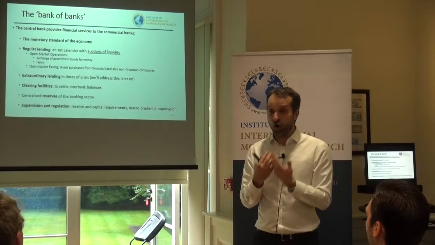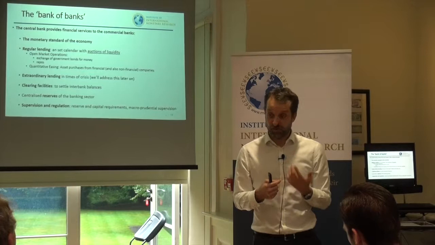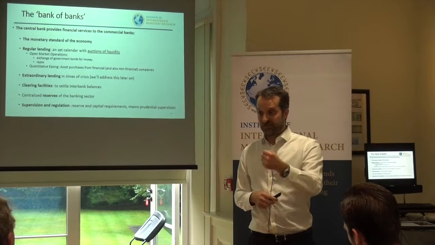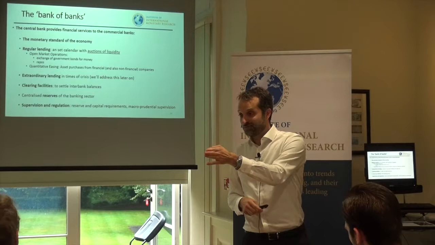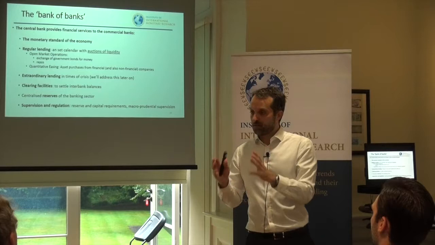Who is the monopolist in this auction? The central bank. Who pays for that money? The banking sector. So it is indeed a very profitable activity for the central bank. Why? Because the commercial banks will have to pay an interest rate. That's the interest rate that we call the policy rate, Andrew. That is set 10 times per year by the Bank of England, or every month in other central banks. And that's the rate commercial banks have to pay to access this liquidity, all right?